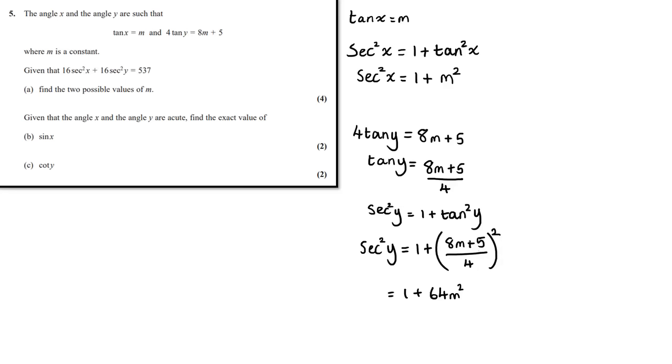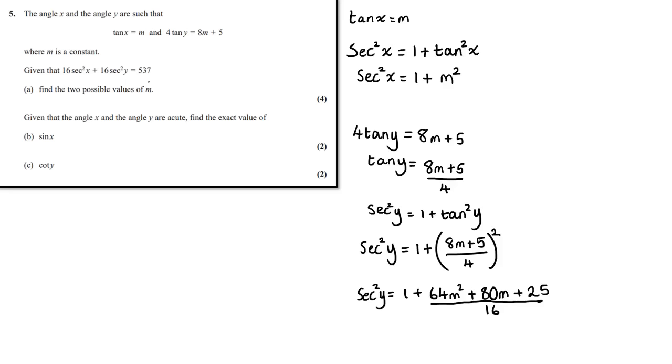I'm going to get am times 5 and then another am times 5. So am times 5 is 40m. We need to double that, so we get 80m. And then finally 5 times 5 giving us plus 25. And these three terms are all over 4 squared, and 4 squared gives us 16. So we know sec squared y is equal to 1 plus 64m squared plus 80m plus 25, with this part all being over 16.